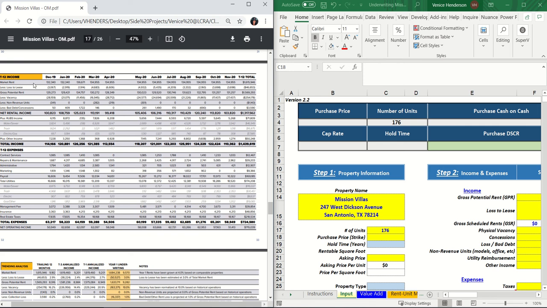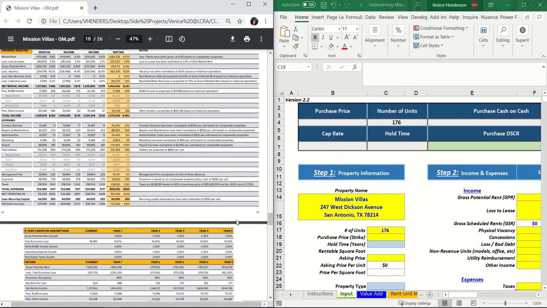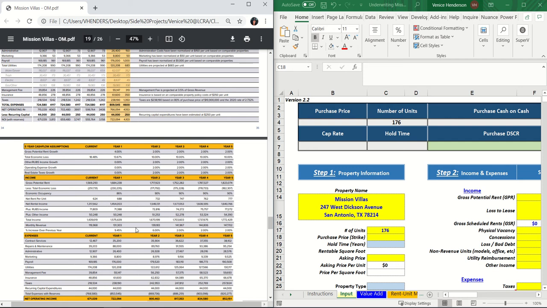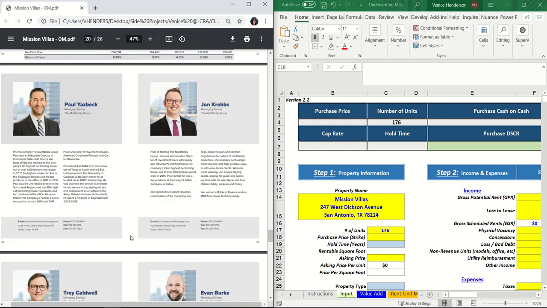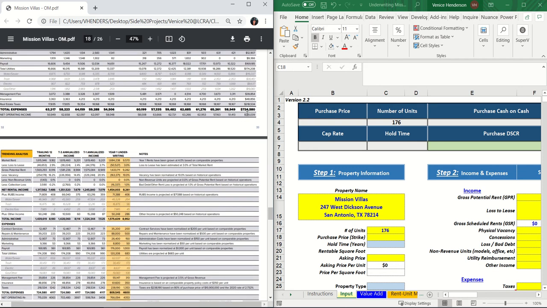Interestingly, they included their T12 here, which is interesting. Okay, so the net operating income was $715,039. So assuming that they are right, because these are the assumptions numbers, if we take this number right here and then just multiply it by 10, that would give us a strike price.